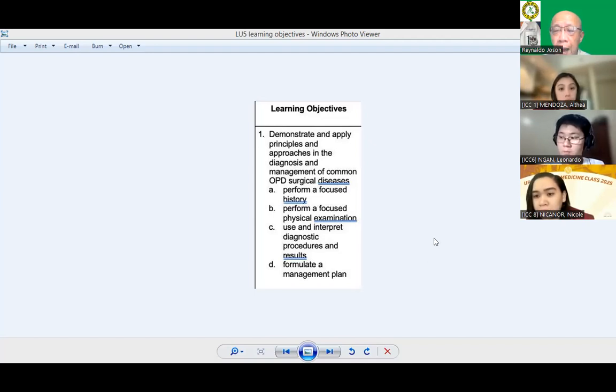Accurate diagnosis and probability of correct decision-making, problem-solving decision-making. So are we clear on these learning objectives? Yes? Okay.